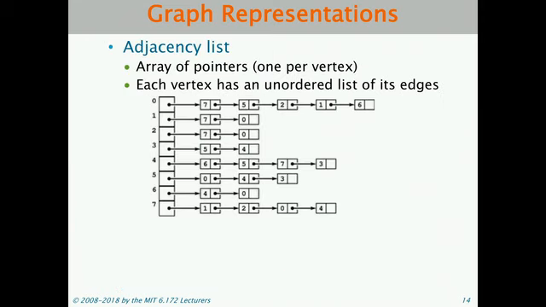So here's another way to represent a graph. This is known as the adjacency list format. The idea here is that we're going to have an array of pointers, one per vertex, and each pointer points to a linked list storing the edges for that vertex. And the linked list is unordered in this example. So what's the space requirement of this representation?